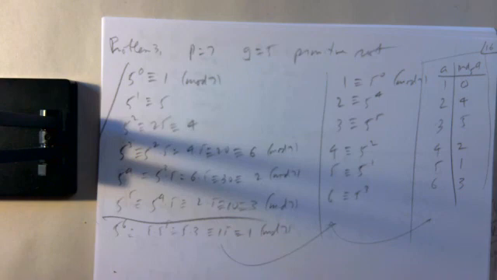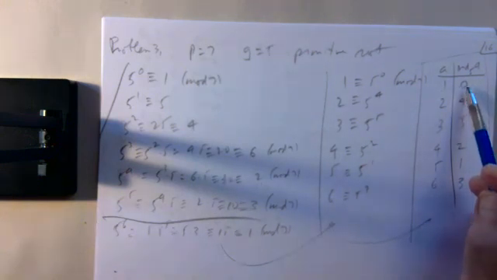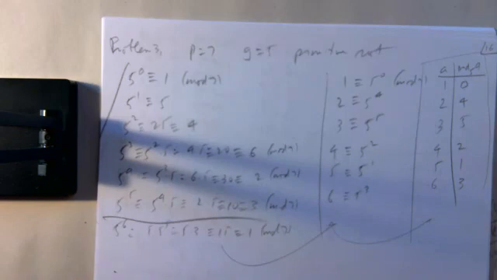So Professor, for a equal to 1, since 5 to the 0 equals 1, the index of 1 is just 0, it cannot be 6. Correct. You have to take the smallest. Okay. Yeah. You want the smallest non-negative integer. Okay, got it.